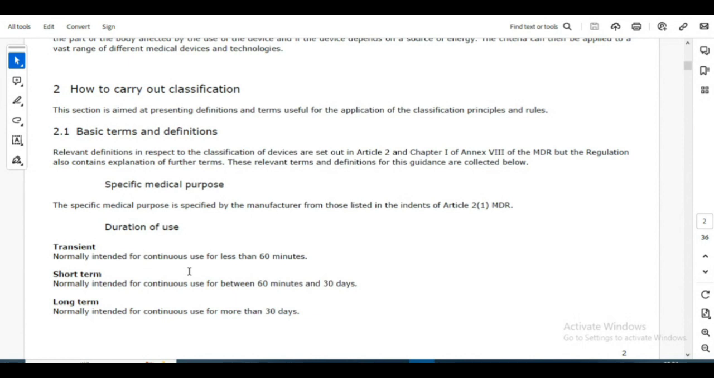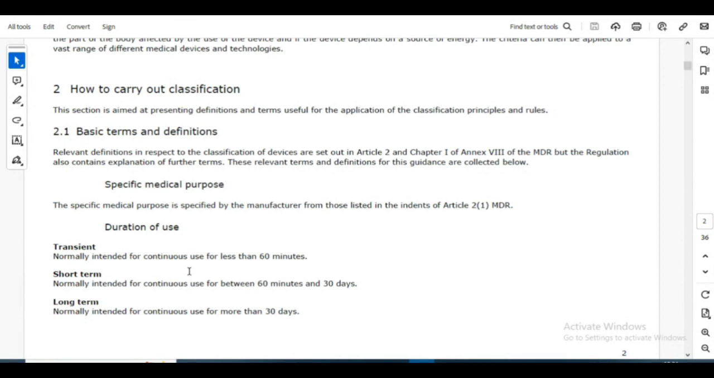Then short term: a device which is in continuous use for more than 60 minutes but less than 30 days. If I have a device whose duration of use will be 1 hour 10 minutes, then in which category can we put it? We can put that in short term. It is not transient. Any device which has a duration of use more than 60 minutes comes under short term, not transient. Any medical device which has a duration of use less than 60 minutes comes under the category of transient.